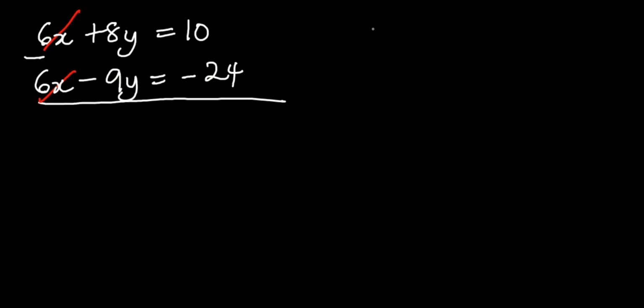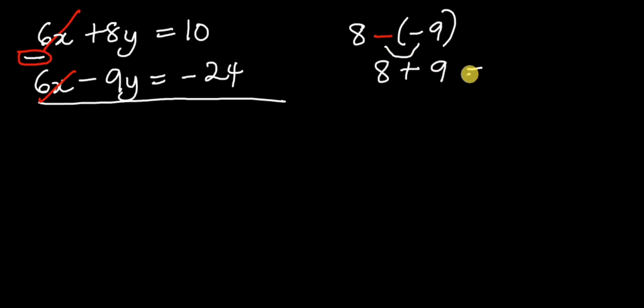This is positive 8. Now you see this negative sign there. So this is 8 minus, and then minus 9. We can put that in brackets, minus 9. You see now that minus is going to give you plus. So 8 plus 9 is going to give us 17. So you see how we have positive 17y there. The same thing with 10 minus 24. That's eventually going to be 10 plus 24, which is equal to 34.